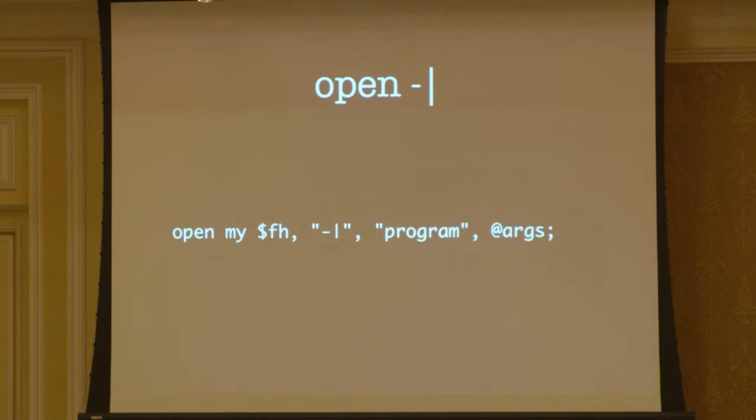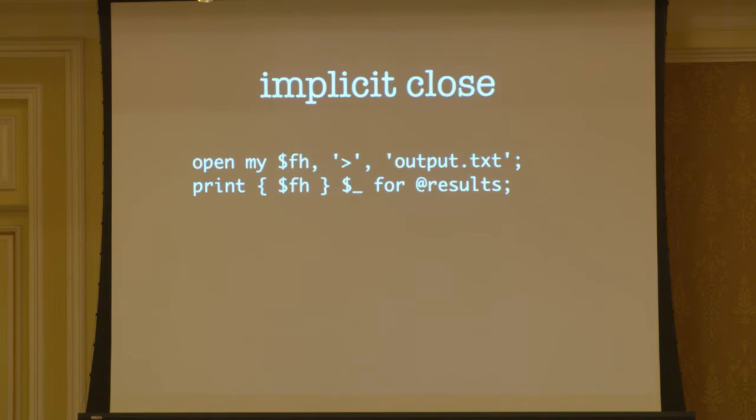Okay, this guy, another semi-magical form of open. It's still three arguments. This is for opening a pipe, but what you see we've done is the program is at the end and then the arguments. Now this is not new. This has been there for a long time, unless you're on Windows. Now this works on Windows. Fantastic.